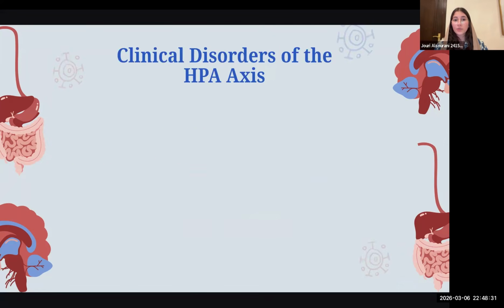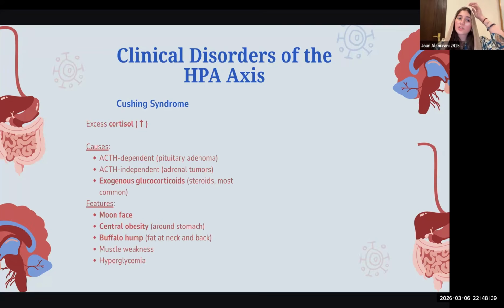Okay, so what are some of the clinical disorders that have to do with the hypothalamic pituitary adrenal axis or just ACTH? Firstly, we have Cushing syndrome. This is when we have an increase in cortisol. We have so much cortisol in Cushing syndrome. Think of it as C, Cushing, C, cortisol, a lot of it. This can be caused by things such as tumors, adenomas, but the most important cause is exogenous glucocorticoids, when someone's taking steroids. This is the most common cause of Cushing syndrome.